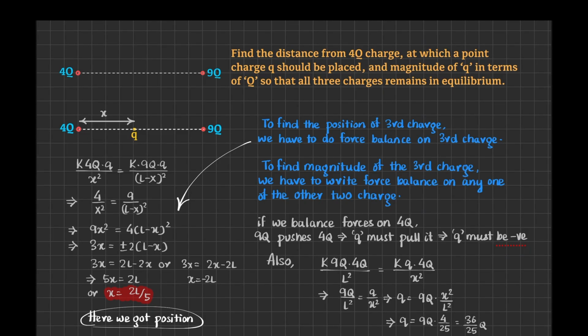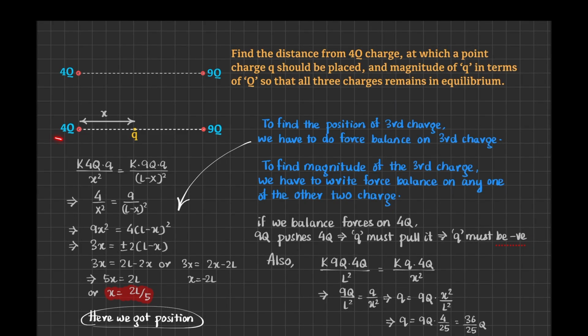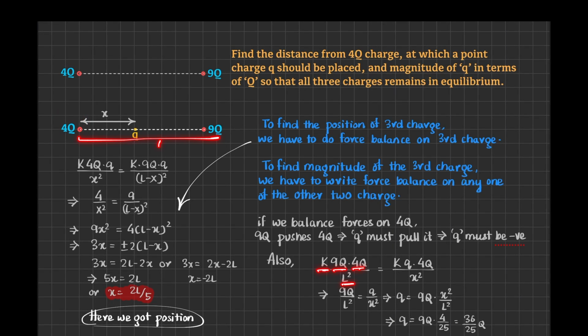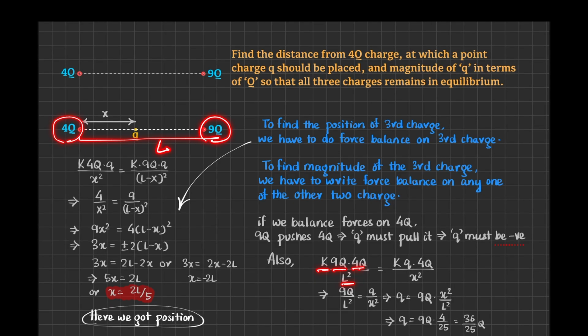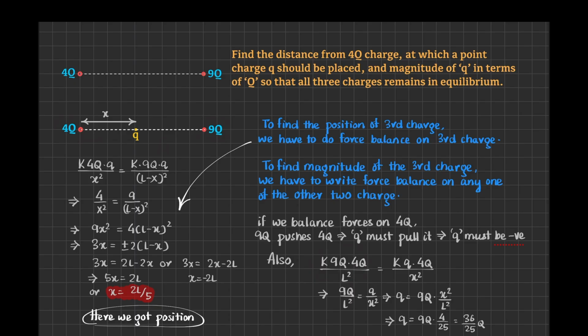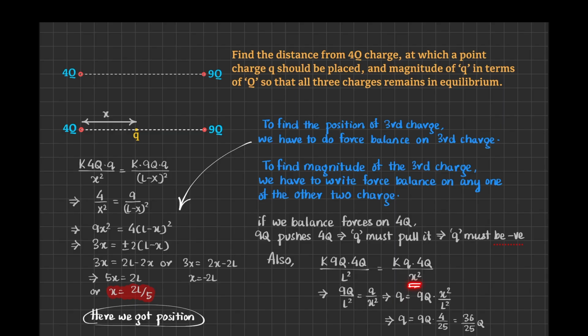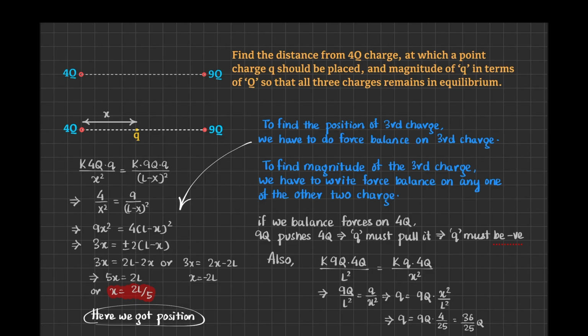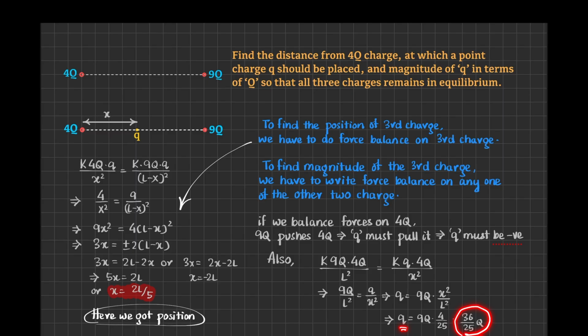Now, what is the number part? We got the sign. So let's write the force balance equation on 4q. So k 9q into 4q by L square, because the distance between them is L, right? That is the force between 4q and 9q. And the force between these two charges 4q and q will be k q 4q by x square, and x value we have already got, it is 12 by 5, and we put the value here. So if we put the value of x square, straightforward we get the value of q as 36 by 25 times capital Q, and the sign is negative, hence the magnitude of q I can write as minus of 36 by 25 Q, and this is the answer.